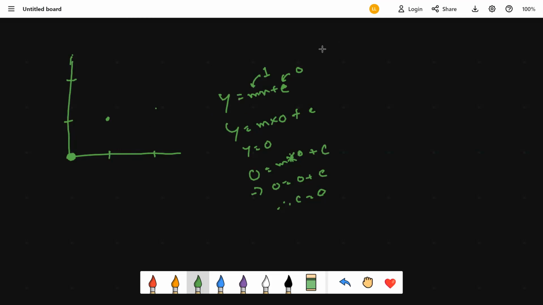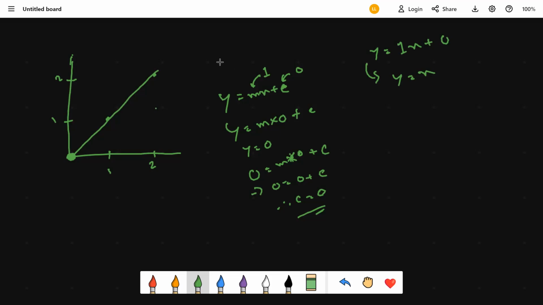That means if c is 0 and m is 1, then the equation should look something like this. y equals 1x plus 0, which we can simply write as y equals x. That means at every value of x, we have the same value of y. That means if x equals 1, y equals 1, that means this is the position. And when x equals 2, y has a position of 2 as well, according to the equation. That means y should lie somewhere around here. And if we draw the straight line, then it should look something like this, isn't it?